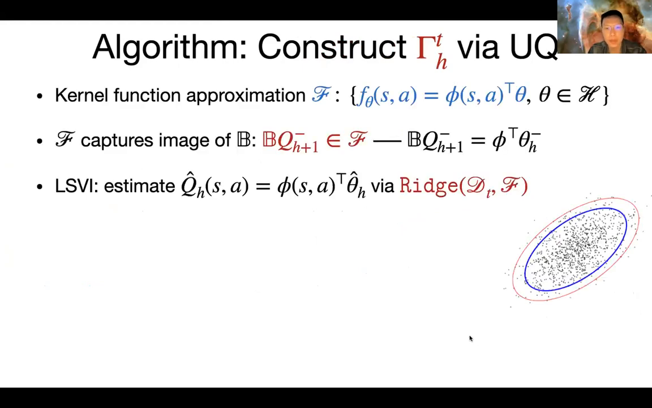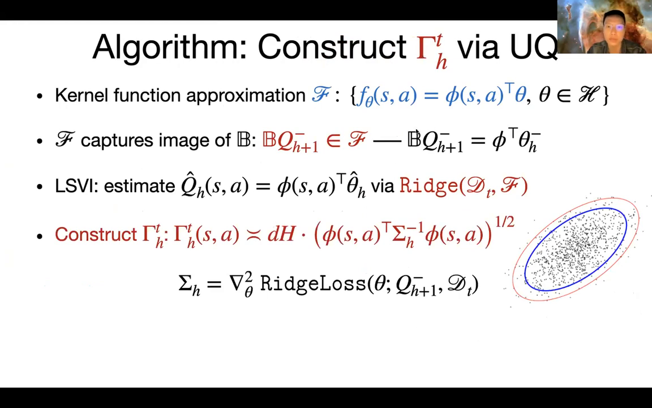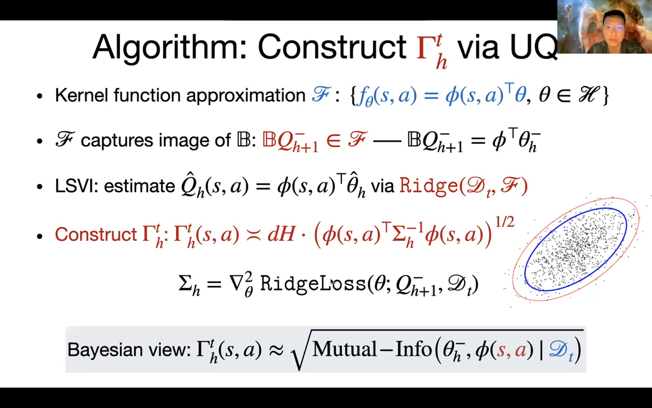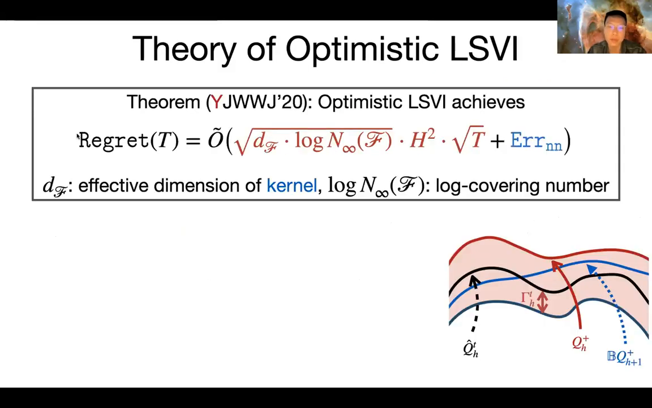And in the interest of time, I will skip the construction of the uncertainty quantifier, which intuitively is given by the Hessian of the ridge loss. And finally, I would like to present our theory, where we show that this algorithm achieves square root of T regret and depends on the horizon quadratically.